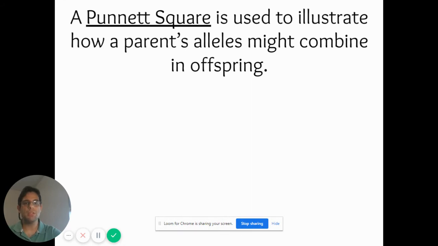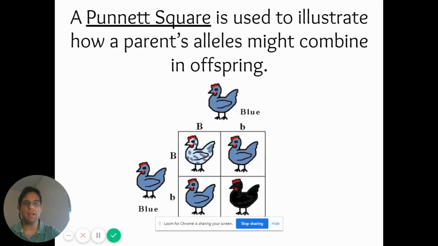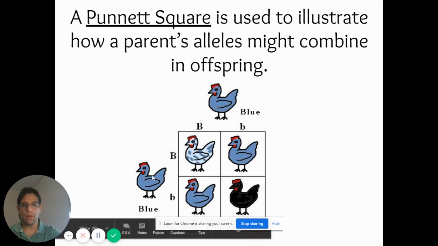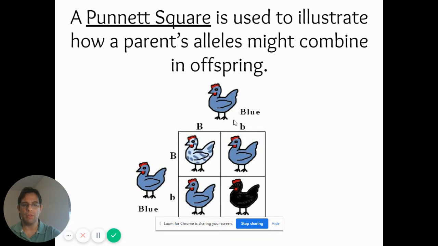A Punnett square is used to illustrate how parents' alleles might combine in offspring. So what I have is, for example, this blue chicken with the blue chicken. However, they're not homozygous dominant. They are both heterozygous. So one parent I have here on top, uppercase B and lower b, and the other parent we go for upper B, lower b.